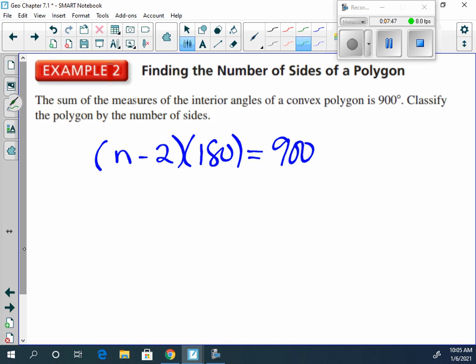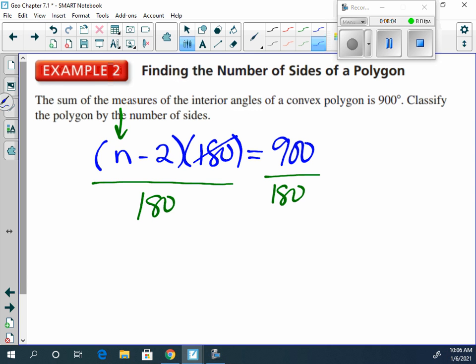The first thing we're going to do is, well, we need to solve for n. The easiest thing to do first is divide both sides by 180. Anything divided by itself will simplify to 1, so those 2 will simplify, leaving us with n minus 2 is equal to 900 divided by 180, which is 5. And again, you don't have to do that in your head. You can do it on a calculator. You can do 900 divided by 180.